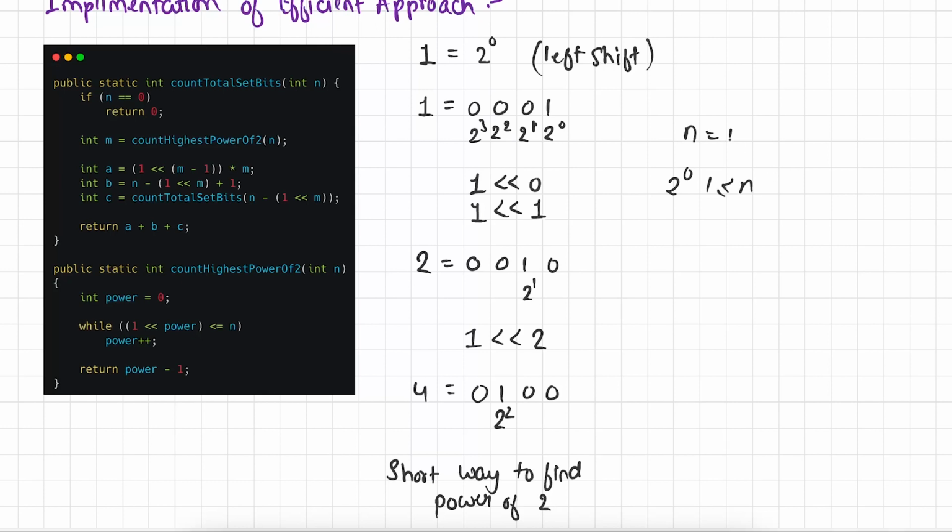And in this case our n is 12. Then we increment the power by 1. So it becomes 2 to the power 1. This is equal to 2. It is also less than 12. Then we increment power by 1. So it becomes 2 to the power 2, which is 4. Then it becomes 2 to the power 3. 2 to the power 3 is 8. That is also less than or equal to 12. And then it becomes 2 to the power 4 in the next iteration. And 2 to the power 4 is 16. That is greater than 12. So this loop stops here and we simply return power minus 1. It means 4 minus 1, that is equal to 3. So this is how this countHighestPowerOf2 function works.